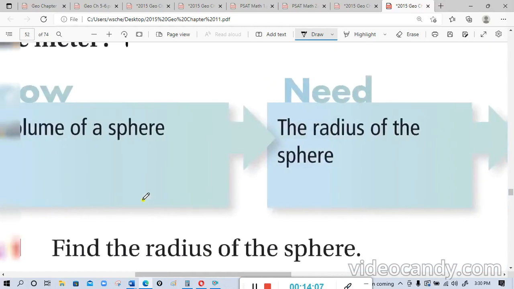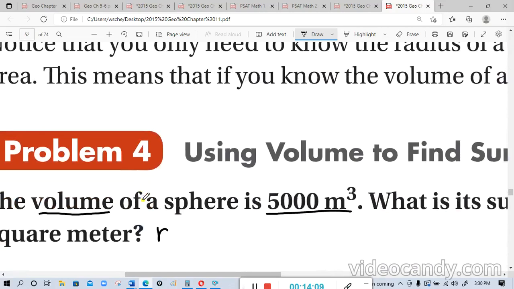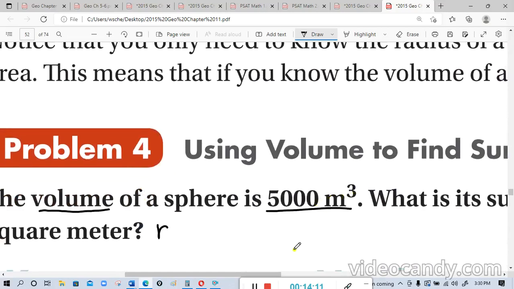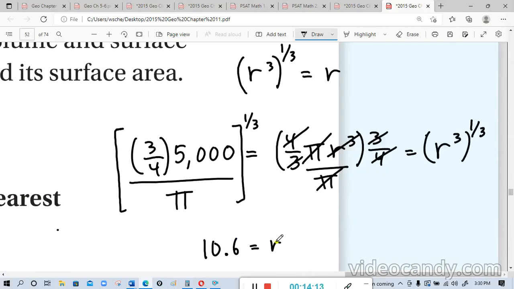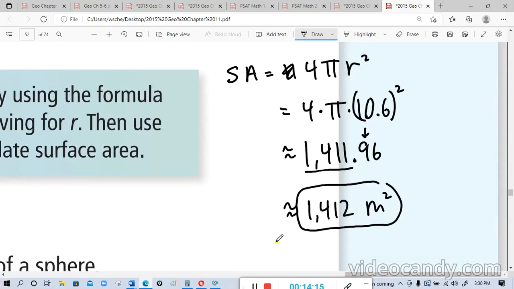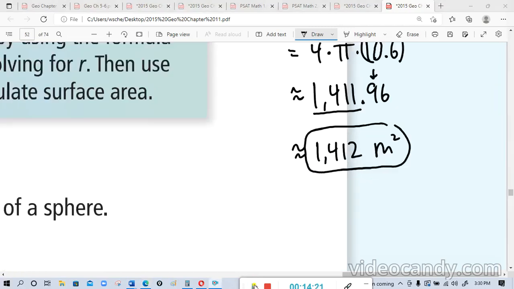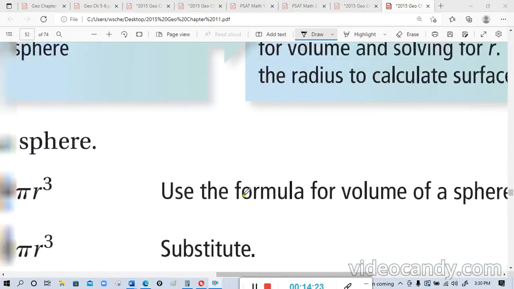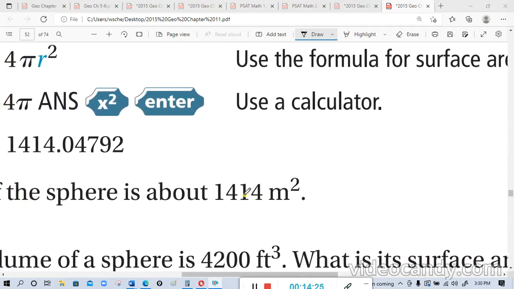Let me double check here. When they gave the volume, the units were meters cubed. So yes, when we found the radius, that was in meters, and this is the final answer right here. So I got 1412, and for their answer, they got 1414.